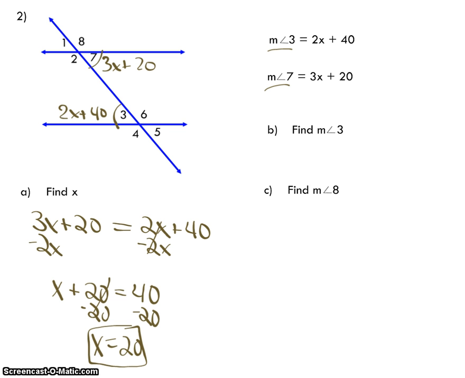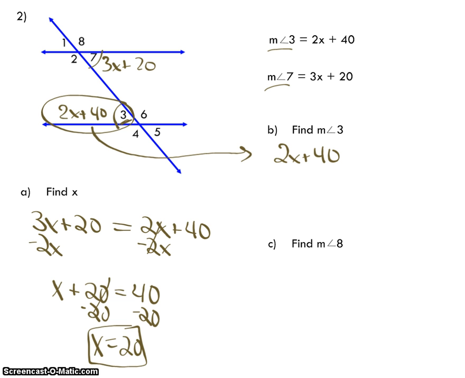Now I know what x is, so I can find pretty much any angle I want. They ask me about angle 3 first. Let me move this down a little here. So 2x plus 40, and I'm getting that from right here. They're asking about angle 3. So I'm going to pull over this 2x plus 40, and I'm going to plug in 20 for x. So it's 2 times 20 plus 40, which is 40 plus 40, which is 80. So that angle right there was 80 degrees.